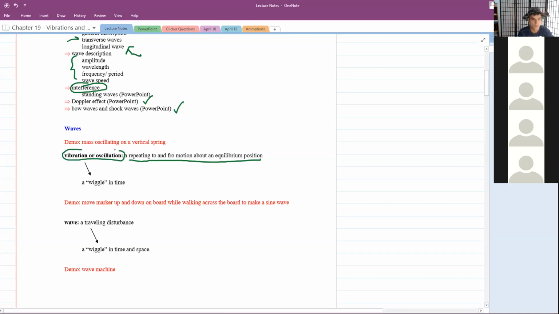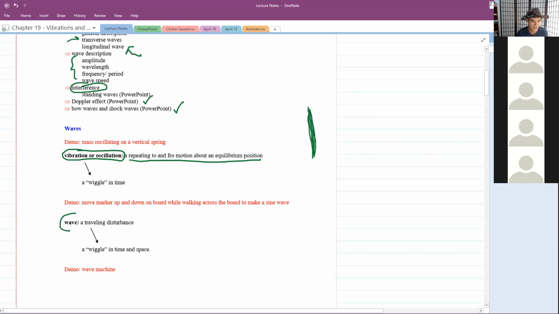So something which is oscillating up and down. Demo, move marker up and down on the board. If I was teaching this in class, I would just say, look, if I just took a marker and moved it up and down and up and down, actually what I didn't want to do was move it. If I just stayed where I was and just oscillated something up and down, that would be a vibration or oscillation.